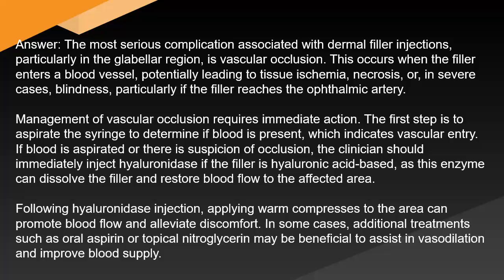The first step is to aspirate the syringe to determine if blood is present, which indicates vascular entry. If blood is aspirated or there is suspicion of occlusion, the clinician should immediately inject hyaluronidase if the filler is hyaluronic acid based, as this enzyme can dissolve the filler and restore blood flow to the affected area. Following hyaluronidase injection, applying warm compresses to the area can promote blood flow and alleviate discomfort. In some cases, additional treatments such as oral aspirin or topical nitroglycerin may be beneficial to assist in vasodilation and improve blood supply.